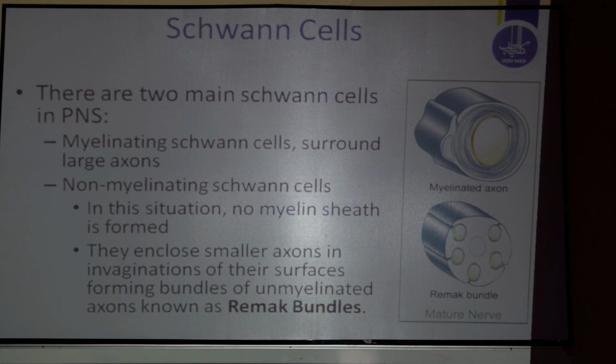And the Schwann cell is an insulator. Okay, so myelinating Schwann cells surround large axons. Non-myelinating Schwann cells are in the situation with no myelin sheath. The speed is very slow. They enclose small axons in invaginations of the surface, forming bundles of unmyelinated axons. This is the Remak bundle. But the only thing is, you already know that myelination occurs with the Schwann cells. That is important. If they are not present, no myelination, and the conduction will be slow. You know, other things are minor.